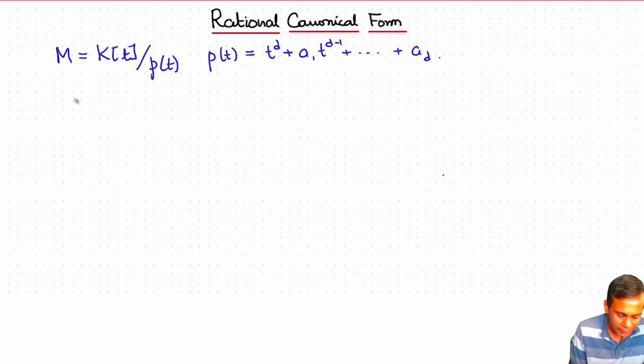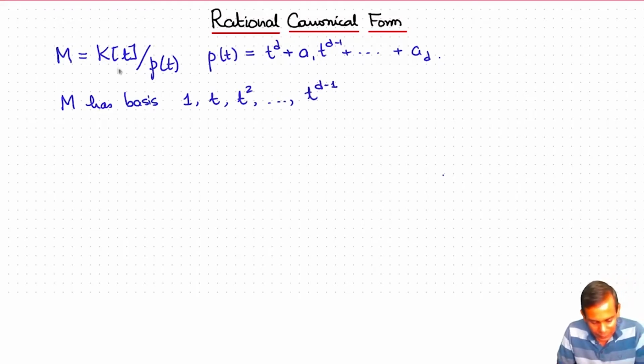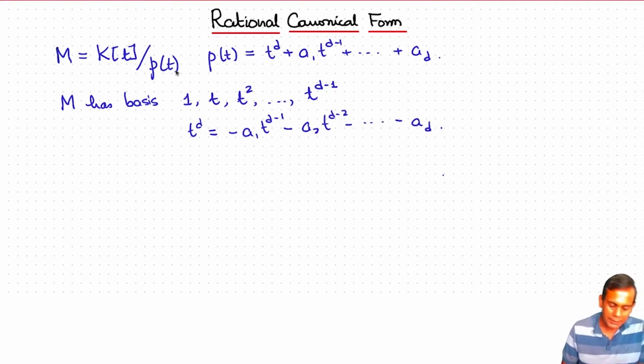So for that, just take any basis of M. Let's choose a convenient basis. We'll just take the basis 1, t, t squared, up to t to the power d minus 1. We can think of each of these as elements of K[T] and therefore also elements of K[T] mod P(T). T to the d is linearly dependent on these vectors. T to the d is equal to minus a1 t to the d minus 1 minus a2 t to the d minus 2, all the way down to minus ad. That's because P(T) is 0 in M.